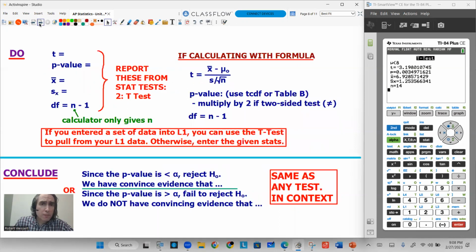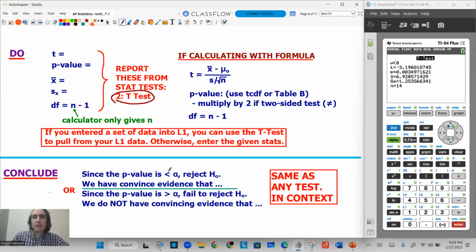As far as your do part goes, you can use the formula x bar minus the null mean divided by s over the square root of n. Get your p-value using tcdf or table B. Multiply it by 2 if it's a 2-sided test, and report your degrees of freedom, n-1. But you can also just get that information from the t-test. So remember that you're going to go to stat, tests, 2, t-test, inputting your data in there. And if it's from L1, make sure you're pulling it from L1. Otherwise, you can use the inputted stats. And make your conclusion like you normally make your conclusion.